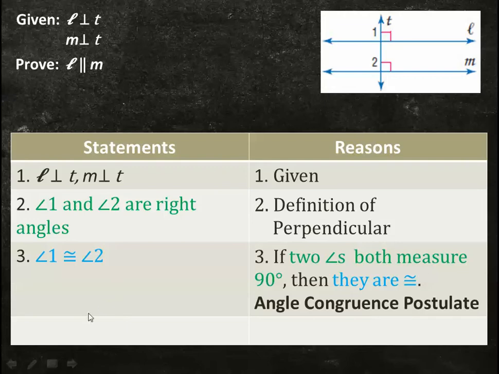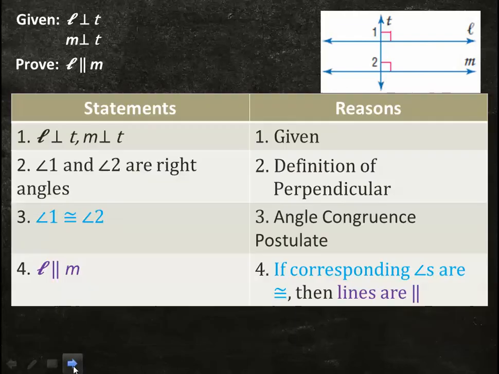Now, I can say with confidence, since angle 1 and angle 2 are congruent to each other, then I know lines L and M are going to be parallel. And the way I say this is if corresponding angles are congruent, and if you look, angle 1 is congruent to angle 2, you look in your drawing up here and they are corresponding angles, then the lines are parallel, and that matches my current statement.